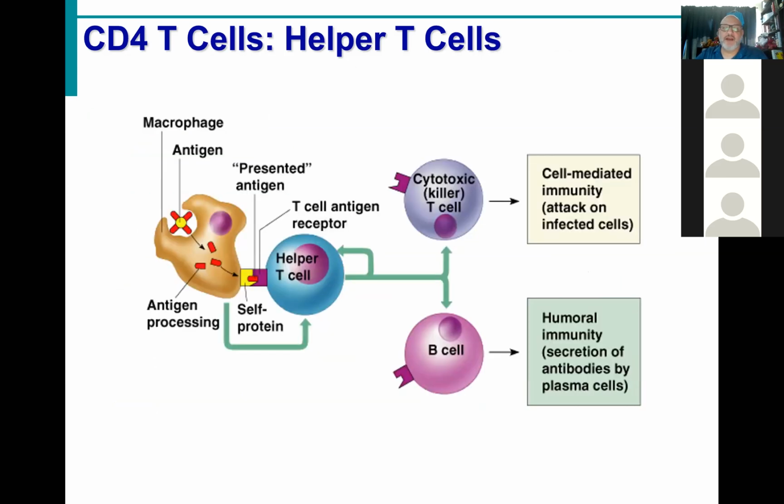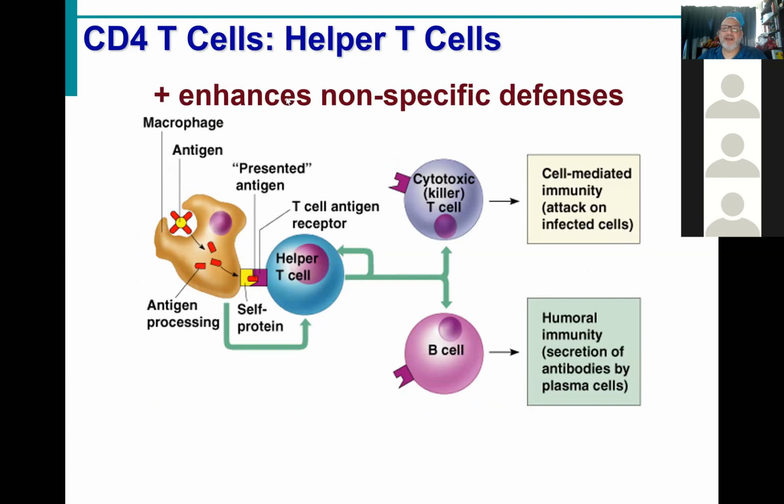We got a pretty picture that does a nice job of showing this. Again, notice here we have our helper T cell, double recognition, co-stimulation activated. As a result of that, it stimulates itself, it stimulates the cytotoxic T cells, it stimulates the B cells, and like we said, it enhances the non-specific defenses, making these helper T cells vitally, vitally important.